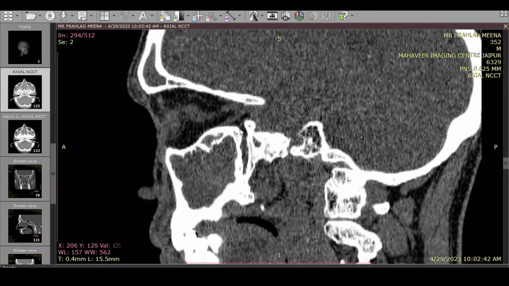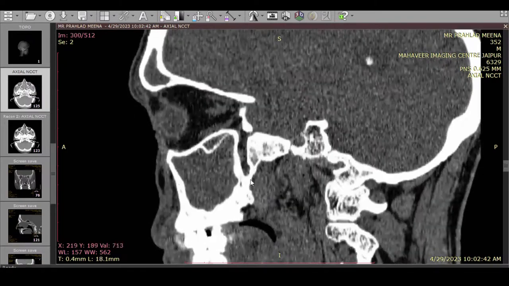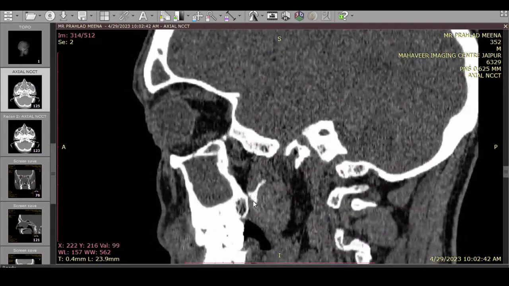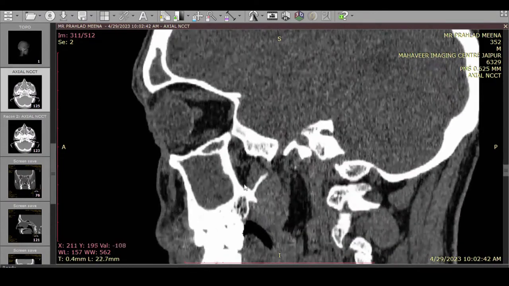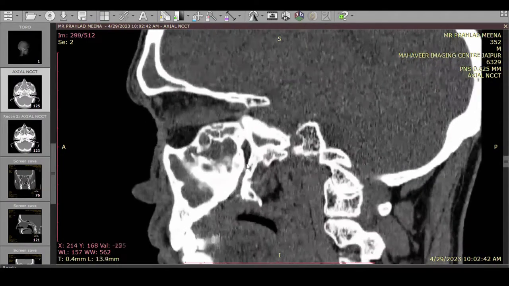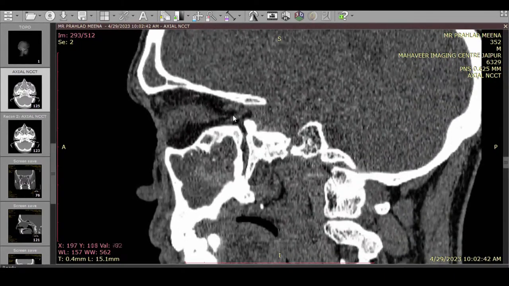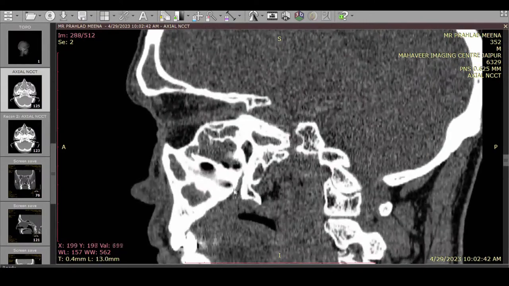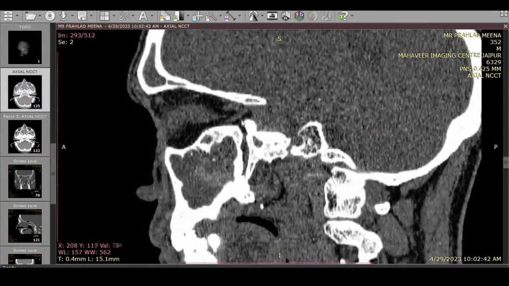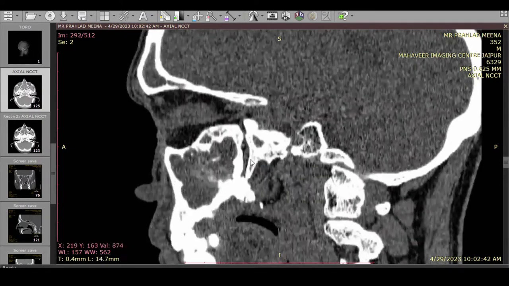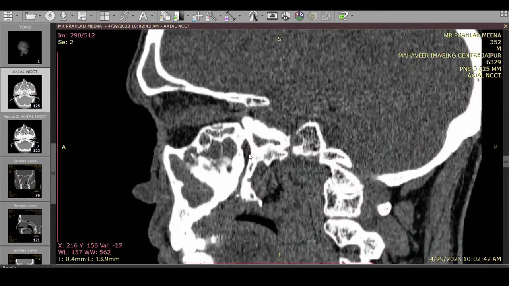Pterygopalatine fossa, and this is leading inferiorly as the infratemporal fossa, and then inferiorly as the greater palatine canal. See this opening in the palate. Above it is the opening in the orbital apex. This is the inferior orbital fissure. The pterygopalatine fossa communicates above with the orbital apex as the inferior orbital fissure, and below with the palate and oral cavity through the greater palatine canal.